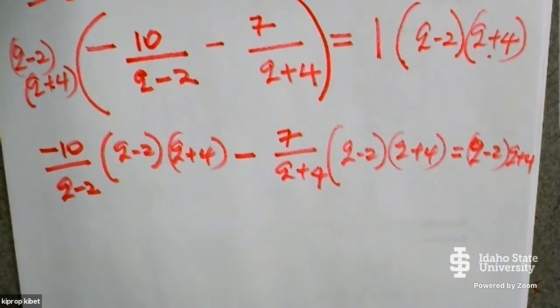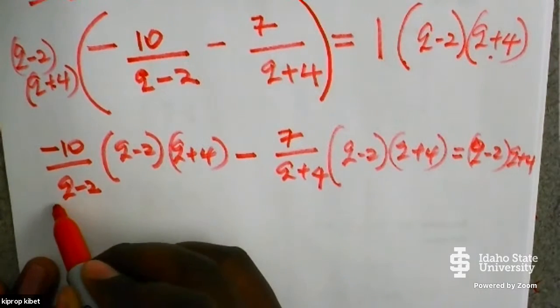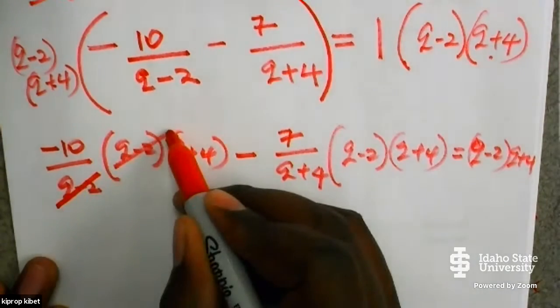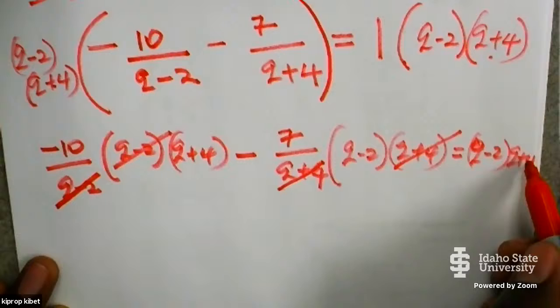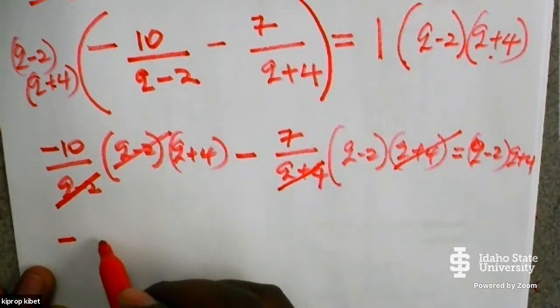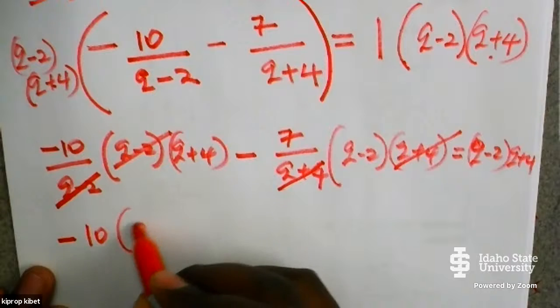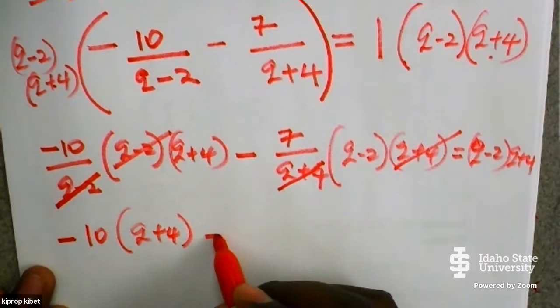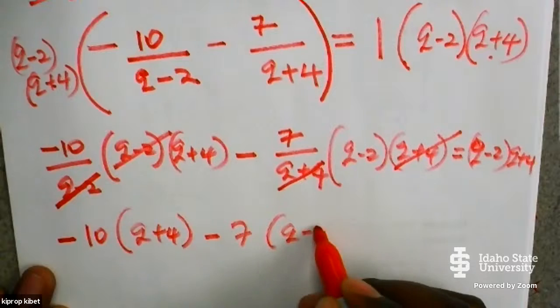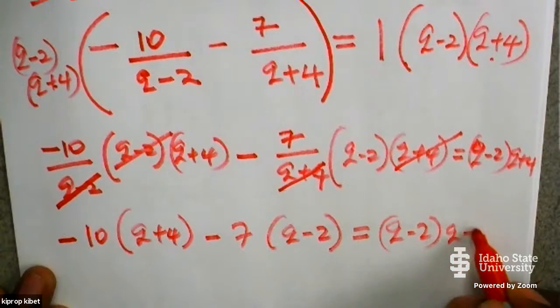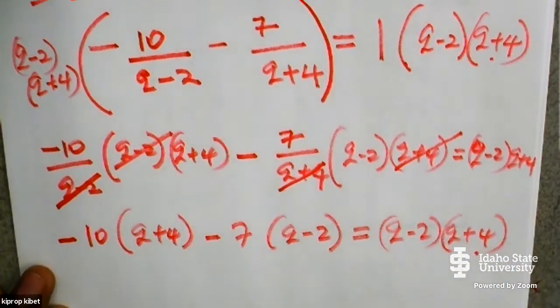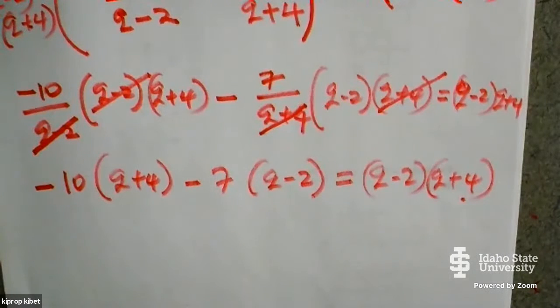Then what do you do? You now simplify. So this q minus 2 will cancel with that. This q plus 4 will cancel with that. And then the other one will remain like that. So when you open the brackets, then it will be minus 10(q plus 4), minus 7(q minus 2), equals what? (q minus 2)(q plus 4). Then now you open the brackets.